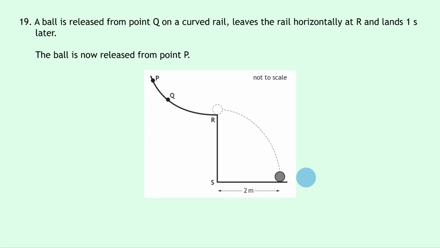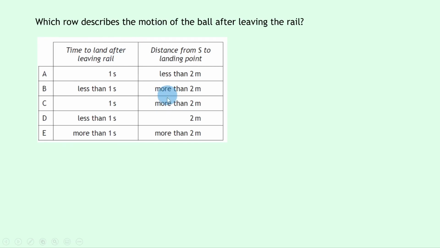And you can think about that from the equation for horizontal motion of a projectile, speed, distance, time, d equals vt. So if the time's the same at 1 second and the horizontal velocity v is bigger, then the horizontal distance or range has to be bigger as well. So we have 1 second and more than 2 meters, which gives us an answer of C.